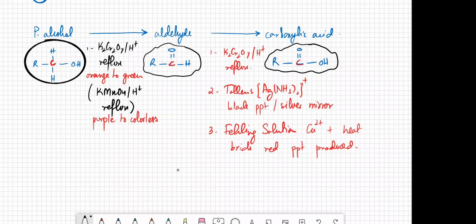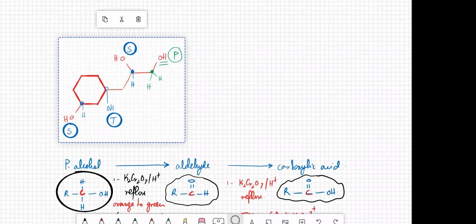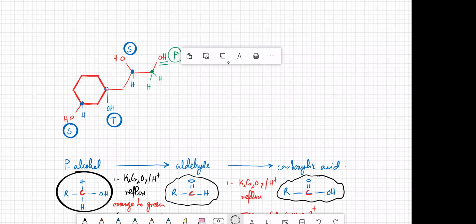The reaction is not really going to stop at aldehydes. What would happen is that if you use reflux, the reaction will not stop at aldehyde. It's going to go straight from a primary alcohol to a carboxylic acid. So if you see a primary alcohol over here, and if I just copy paste the whole molecule, just a second.